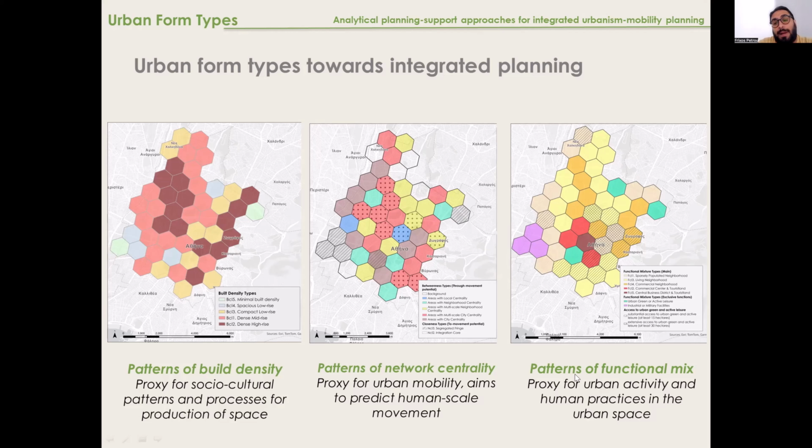While on the right, we have the patterns of functional mix, which are proxies for urban activity and human practice in urban space, while the patterns of network centrality can be a proxy of urban mobility that aims to predict human scale movement.